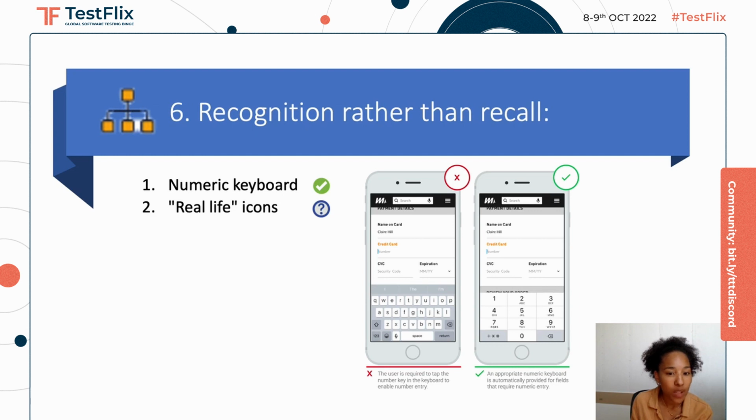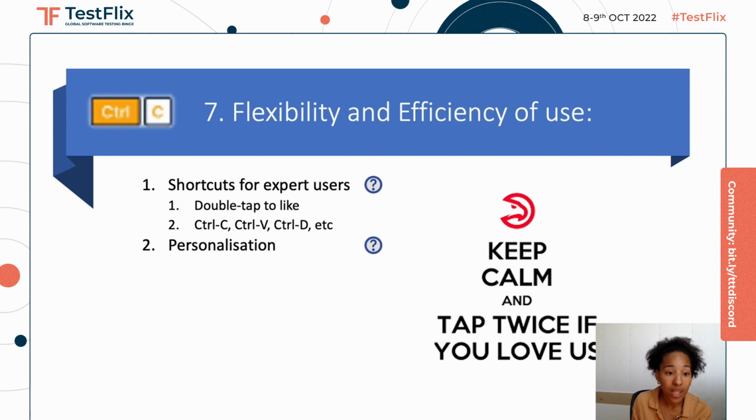Well, another example, numeric keyboard is of course something you can check. When you're in a numeric field, you should see the numeric keyboard. Real life icons is something we already discussed. Shortcuts for expert users. I actually gave this presentation internally at my client, and they said that shortcuts is something you can find in the code, in the HTML. So I guess we can still figure this out and put this in our tool as well.